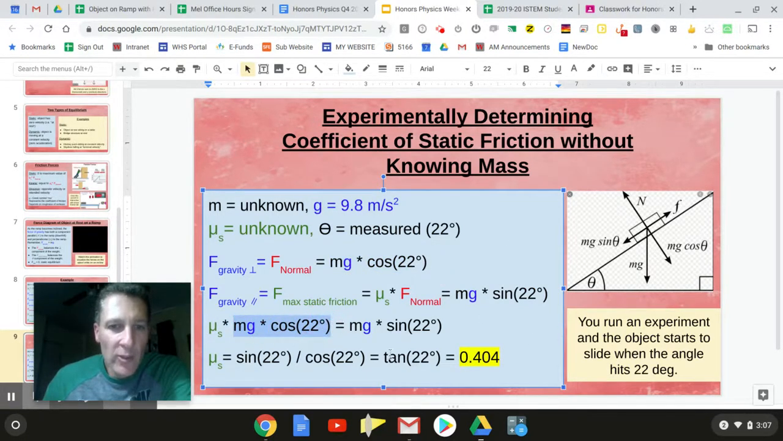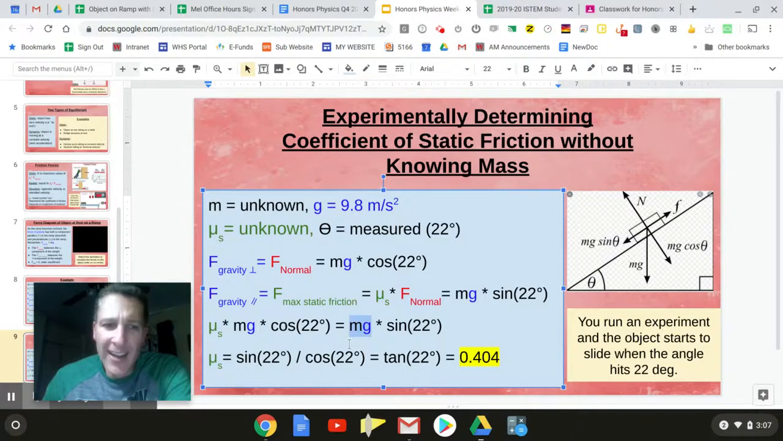And now I get this equation where I know everything. Now, we do know g is 9.8 meters per second squared, but notice it really doesn't matter because we have mg on each side of the equation. If we divide by the weight, mg, both of these will cancel out. And you will just be left with a very simple expression where the coefficient of friction equals the sine of the angle divided by the cosine of the angle.